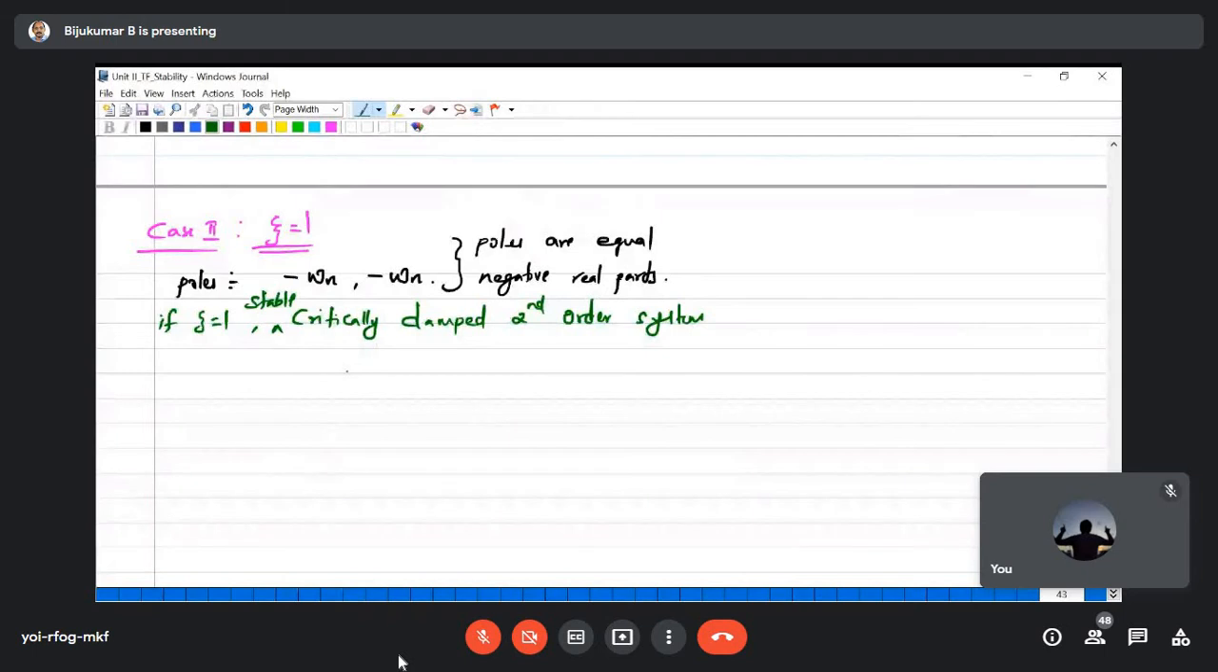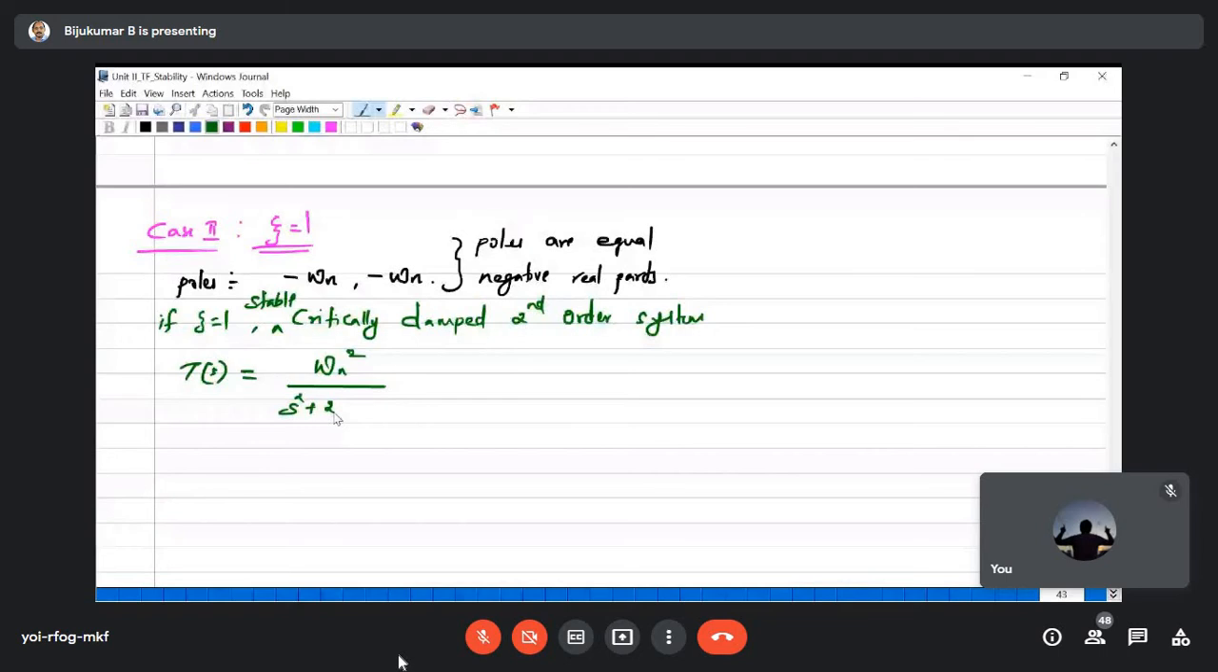So if you substitute zeta equal to 1 in this transfer function, omega n square divided by s square plus 2 zeta omega n s plus omega n square, what will be your response? Your transfer function becomes omega n square divided by s square plus 2 omega n s plus omega n square. So I can write it as omega n square divided by (s plus omega n) the whole square. From this you can see that we have two poles at minus omega n, minus omega n.